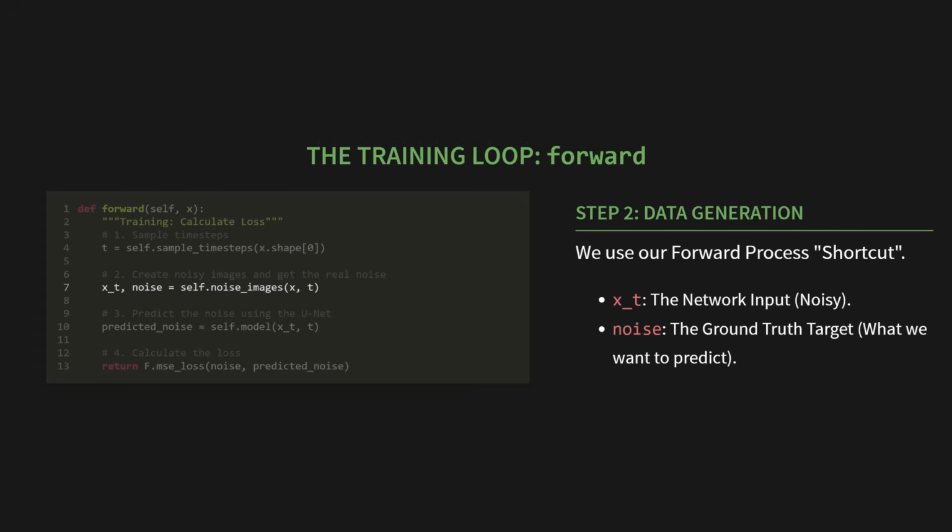Easy. Step 2, data generation. The next line is x_t, noise = self.noiseImages(x, t). This is where we use our forward process shortcut from the previous chapter. We take our clean images x and our random time steps t, and we generate our training data on the fly. We get back 2 things, x_t, which is our noisy image that will be the network's input, and noise, which is the pure noise we added. That noise is the ground truth. It's the target our model is trying to predict.